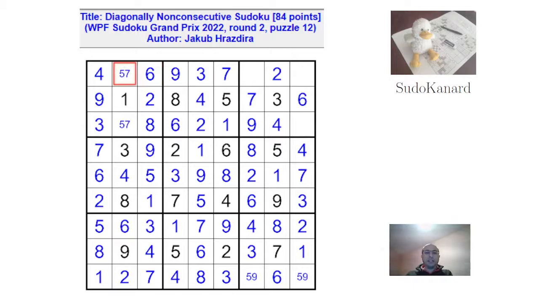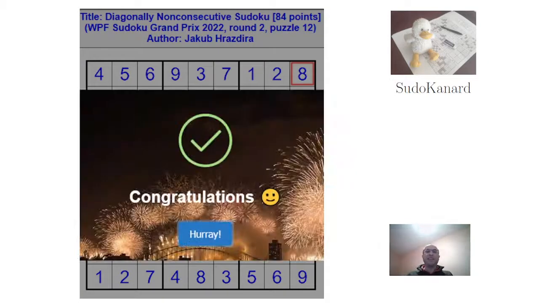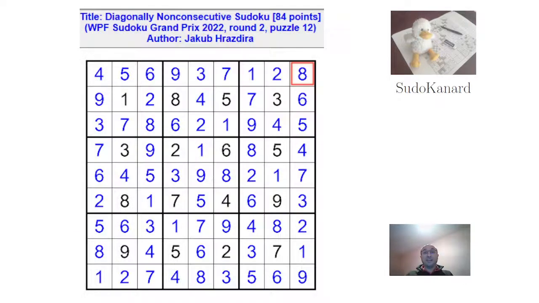This 7 now resolves this 5, 7 pair. This 9 makes this a 4, this a 5, this a 9. Then we get a 5 here, a 1 there, and an 8 there. That's it. So it really wasn't that bad.